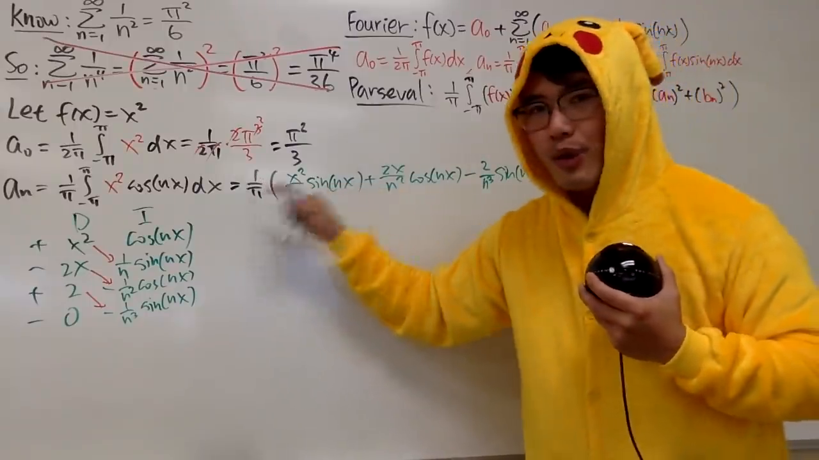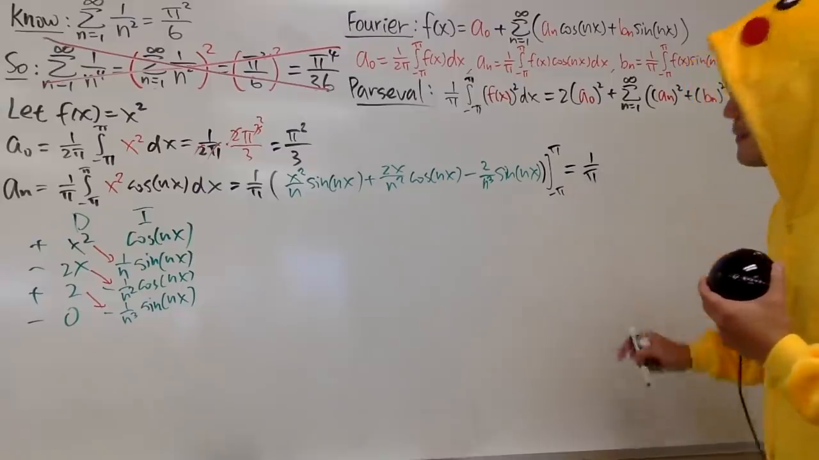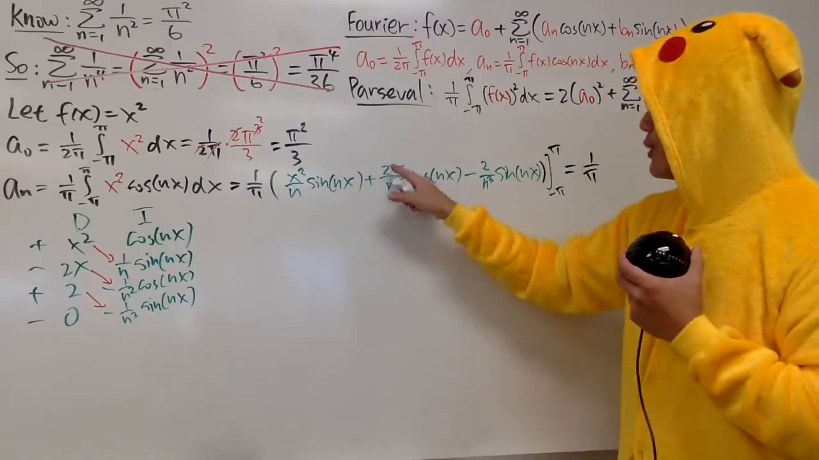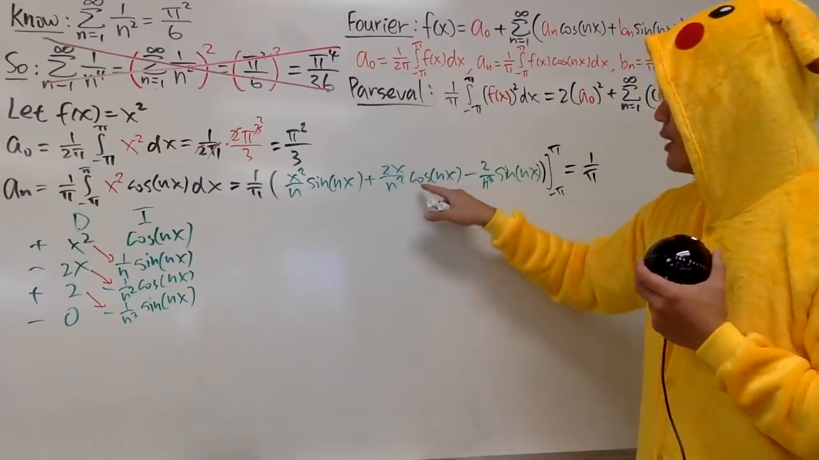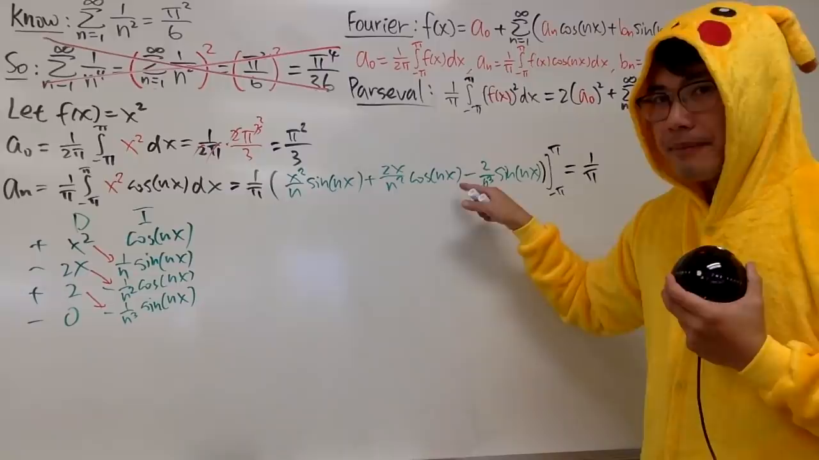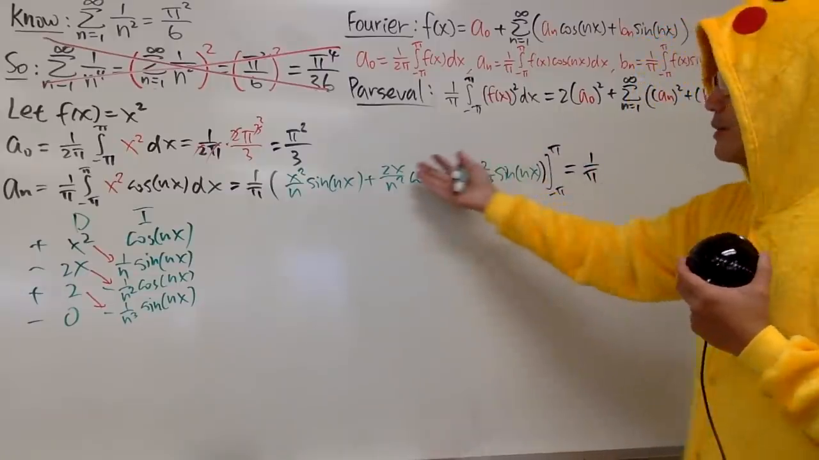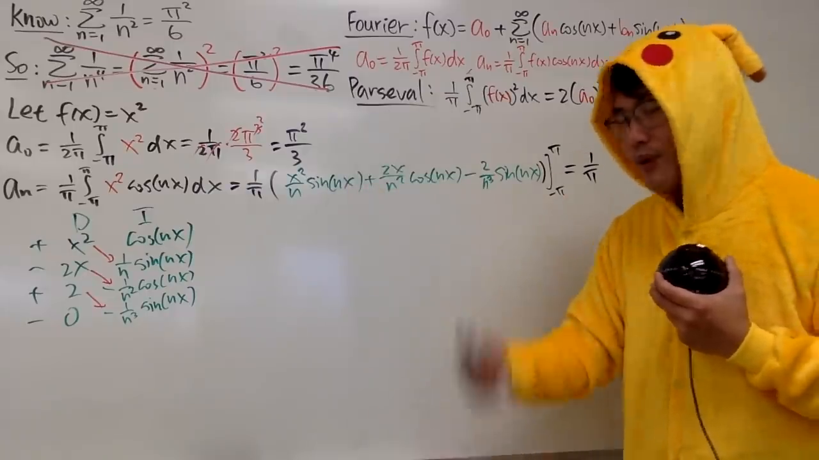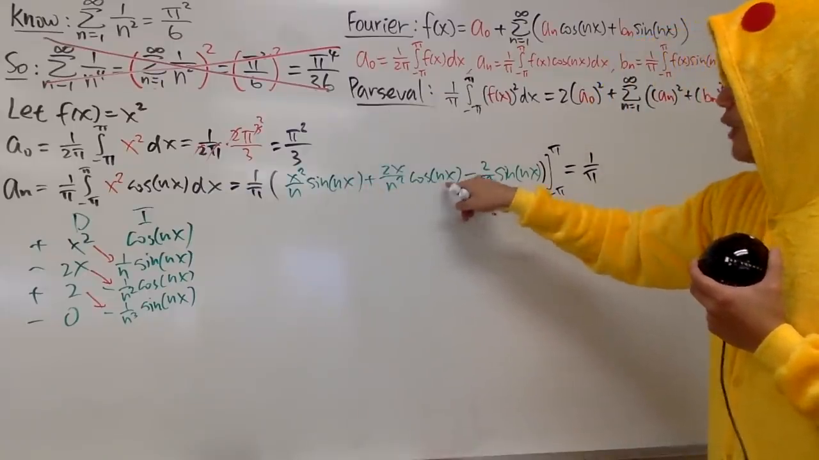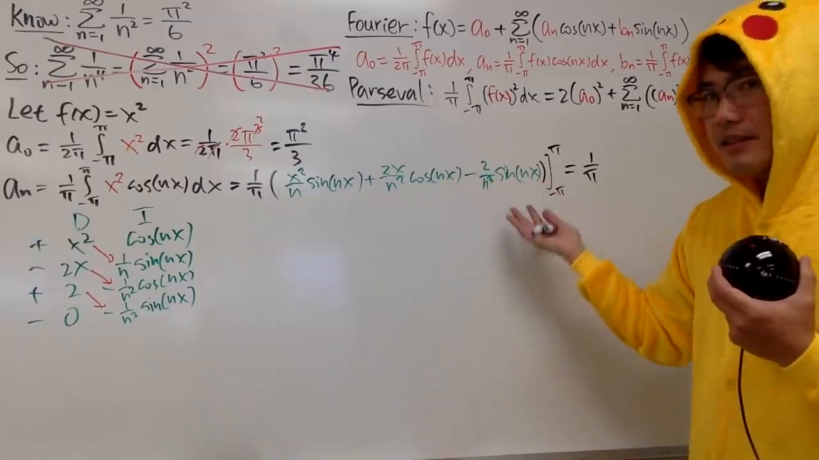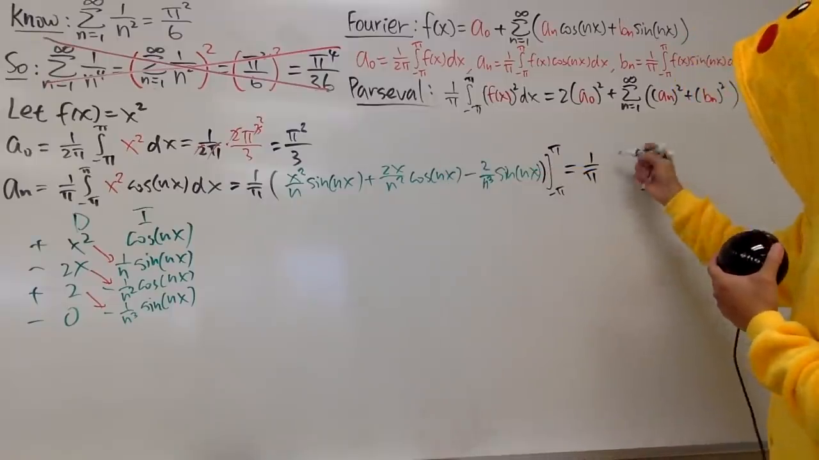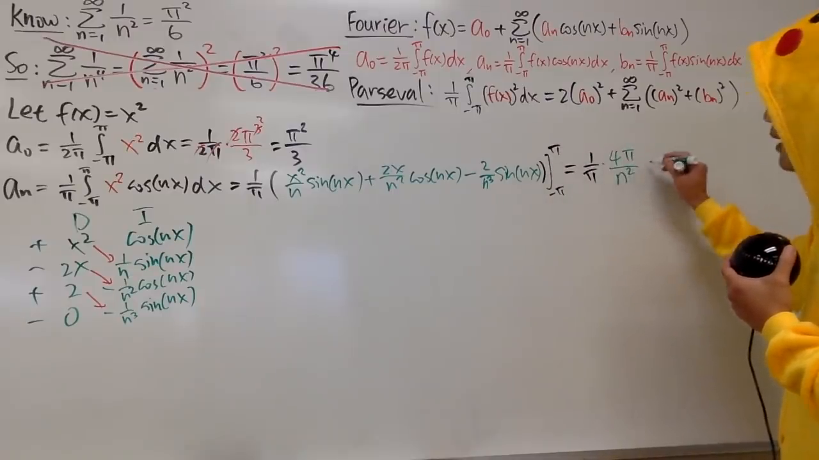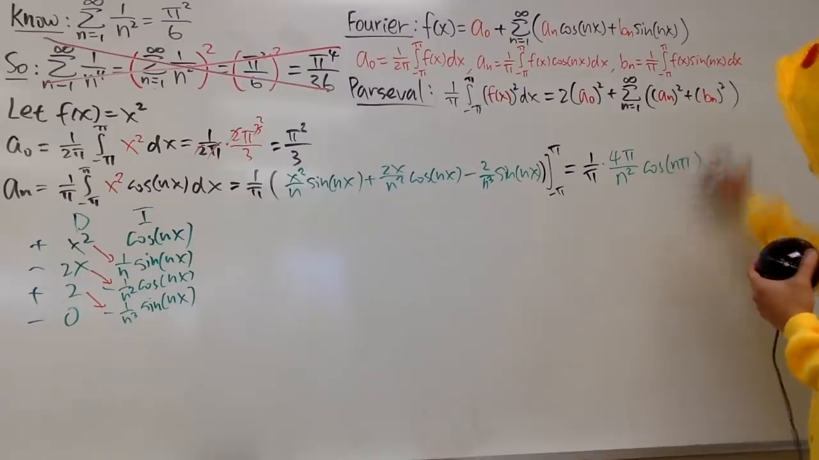First, let me write down 1 over pi all the way in the front again. And then I will just have to put in pi in here. So we have 2 pi over n squared times cosine of n pi. And then minus negative 2 pi. So altogether 2 minus negative 2 is 4, right? And then cosine of pi n and cosine of negative pi is the same. So altogether, we will end up in green. We have 4 pi over n squared cosine of n pi like this.